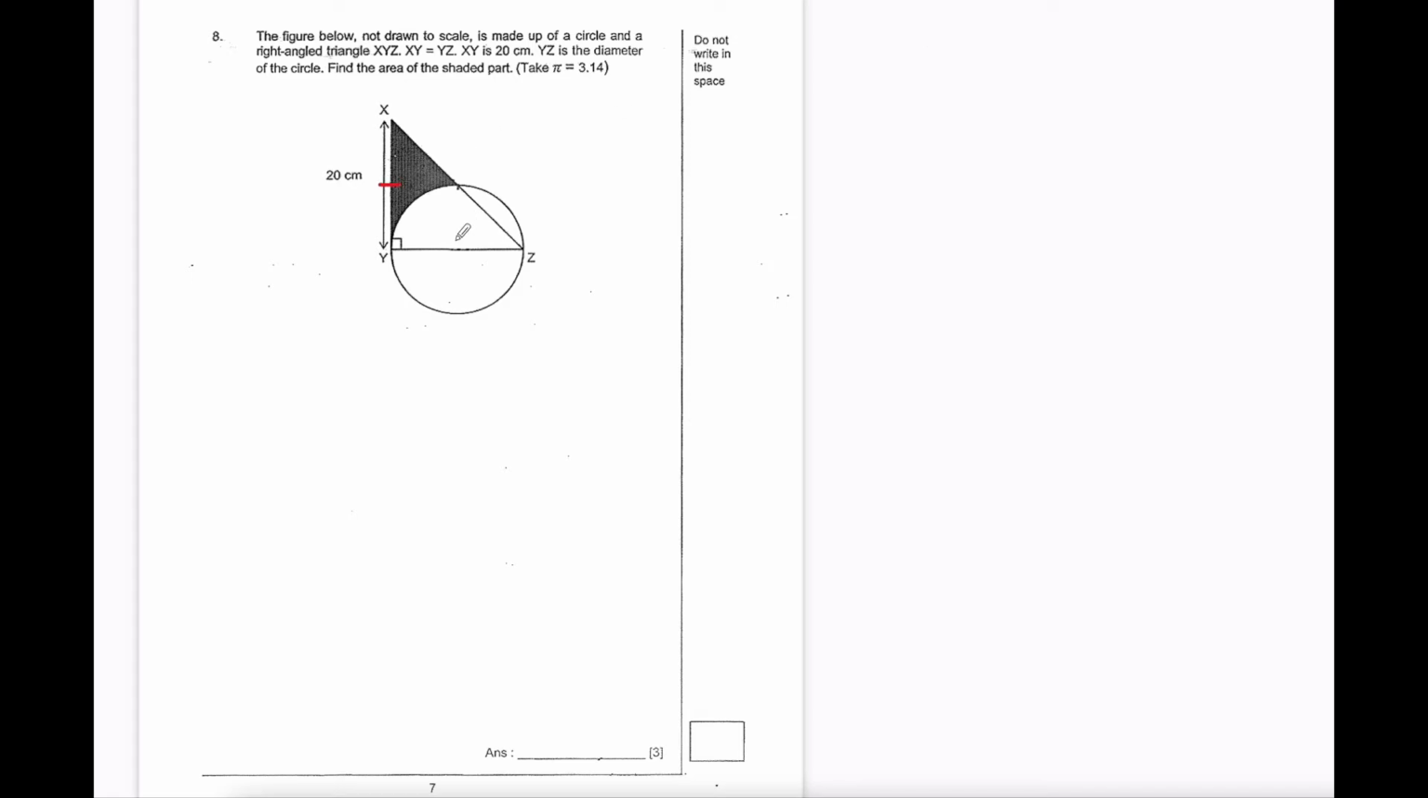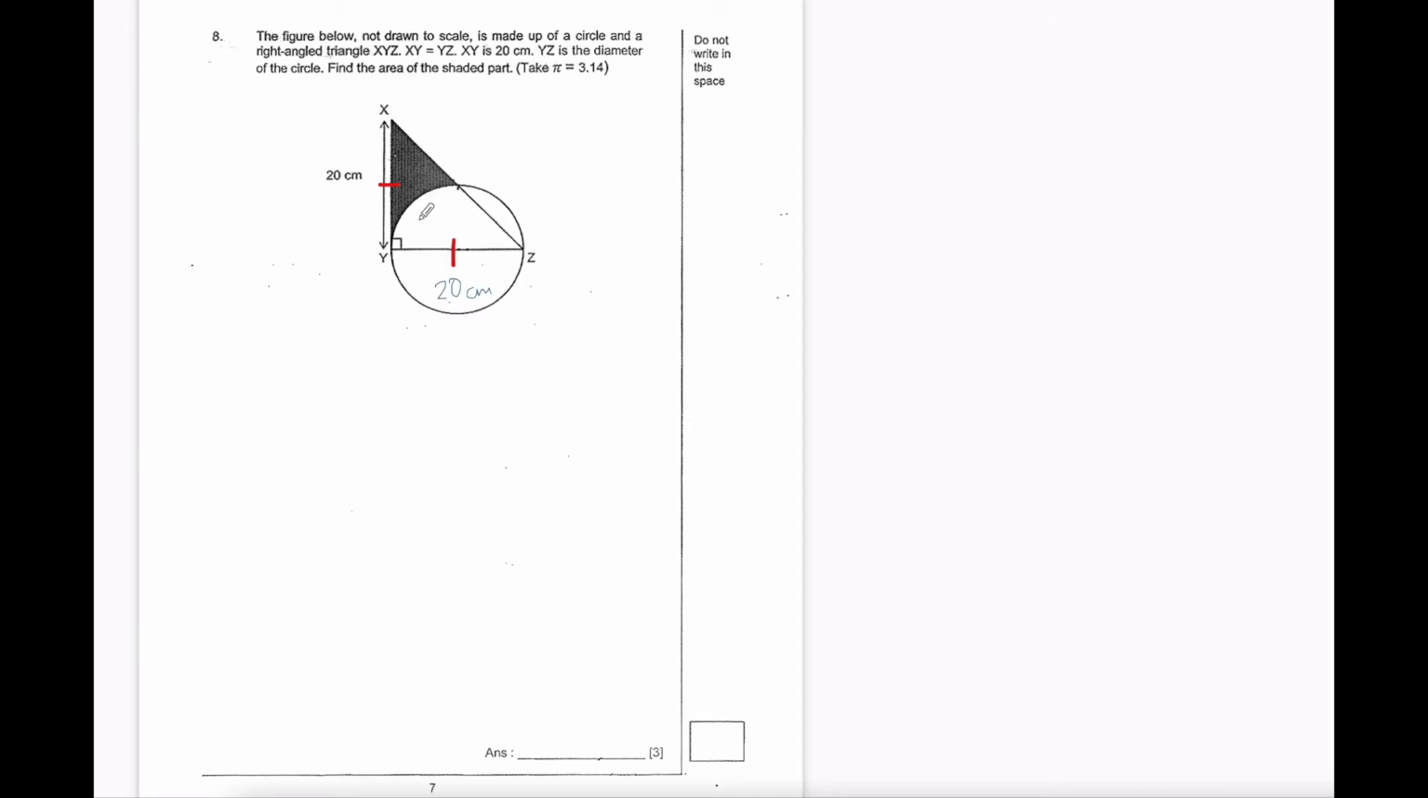This is equal to this. So this is kind of like an isosceles triangle, you can say. And we can also say that if this is 20 cm, this will also be 20 cm. That means the diameter is actually 20 cm if you see it. Okay, got it?